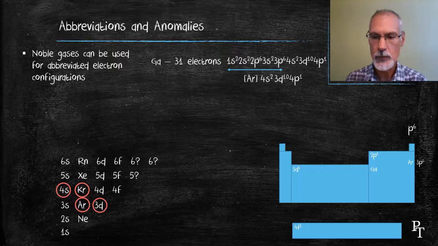So again, starting at a noble gas, the nearest noble gas back from its location, I can quickly arrive at something's electron configuration. Be careful when you read a question whether it asks for the full electron configuration or the abbreviated electron configuration.